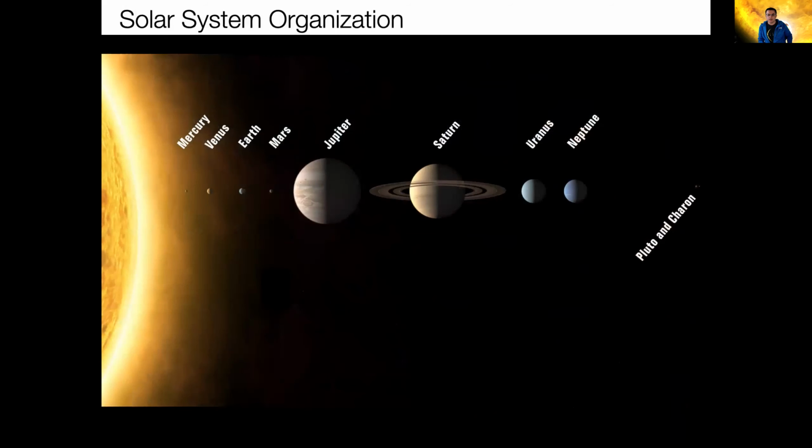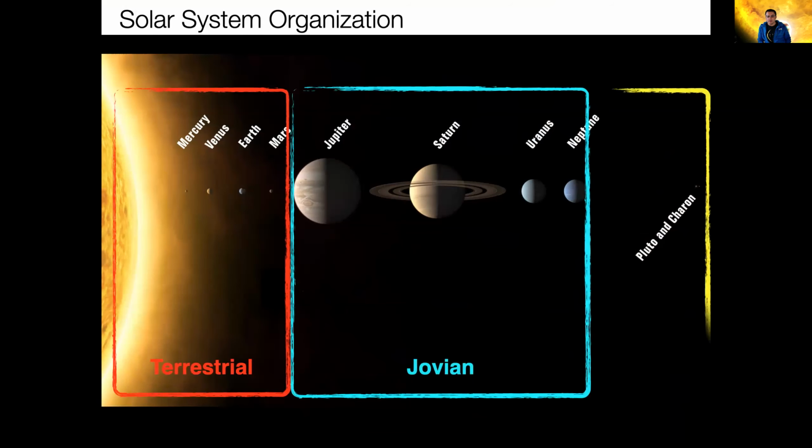And so when we look at our own solar system, you'll remember that it naturally divides itself up into three zones that we call the terrestrial zone, where the worlds are small and rocky, like Mercury, Venus, Earth, and Mars.